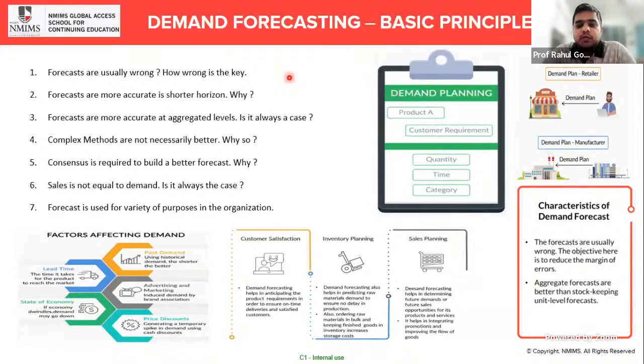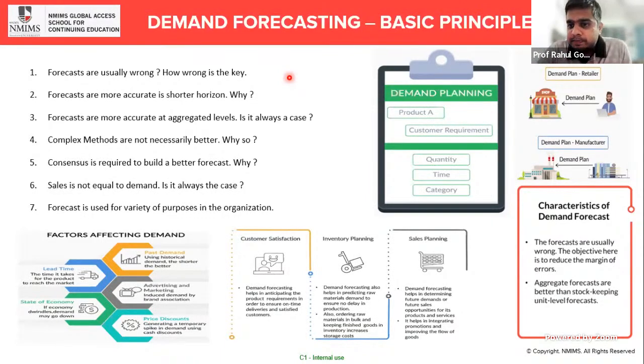Okay, so let's now look at some of the basic principles around demand forecasting and why it is important to look at these principles. Because when you are in a role of business analyst, demand analyst or supply chain analyst, you need to know about these various characteristics of demand forecasting to be able to drive your discussion with the functional team or with the business team.